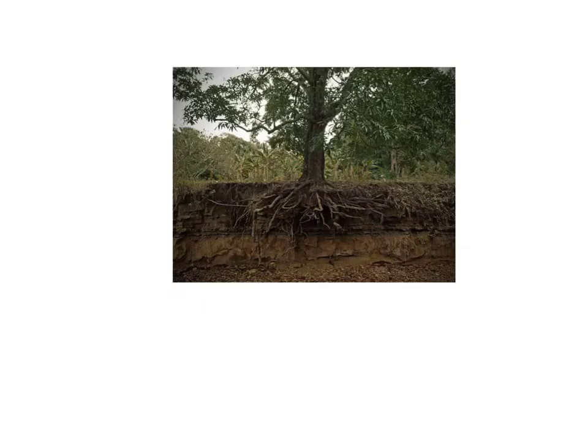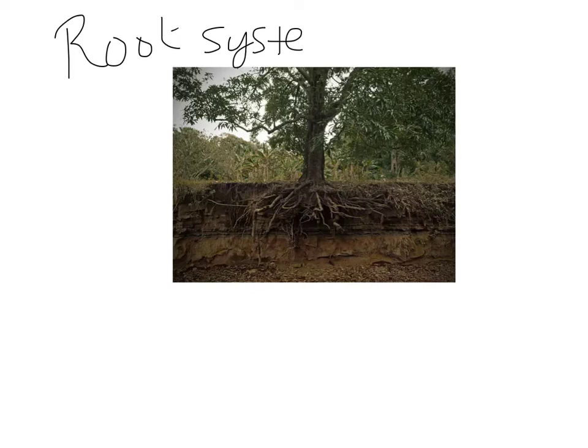Okay, so plants have two basic systems. They have the root system and the shoot system. And basically, you've got an above-ground system and an underground system. So let's start first with the root system. Okay, so some of the jobs of the root system would be to absorb, in particular, water and nutrients from the ground.